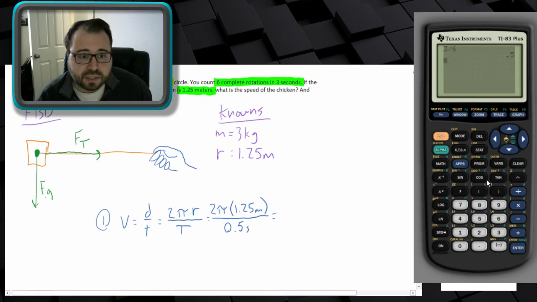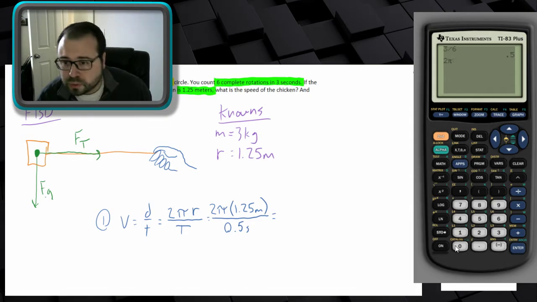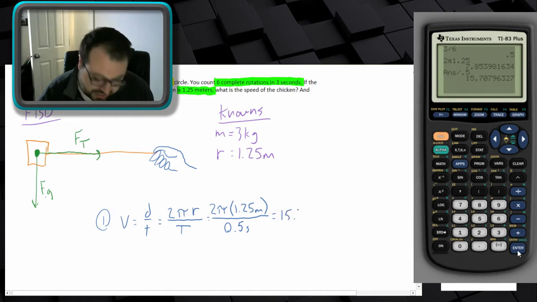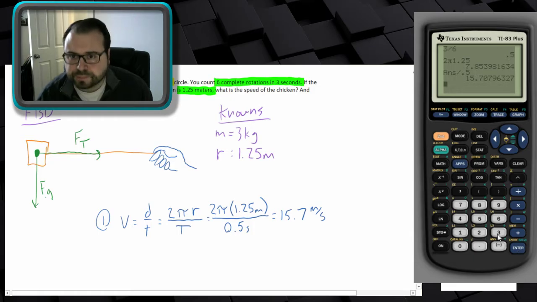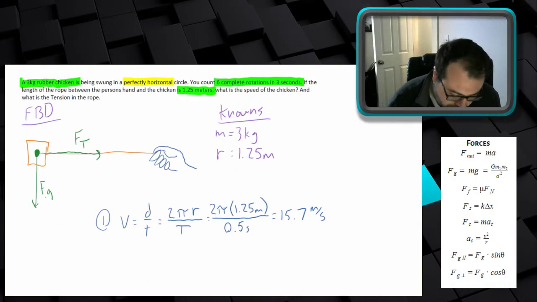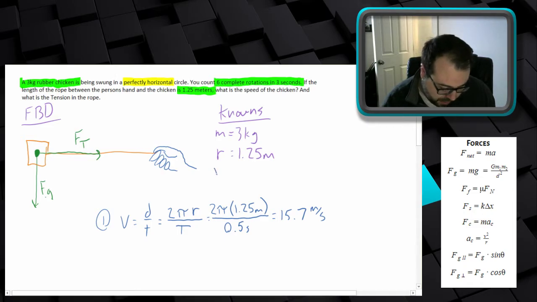So now we've got to actually figure this thing out. We'll go 2 times pi, so second pi, which is the caret button, times 1.25. I'm just going to plug it in there, 1.25, hit enter. We've got our number divided by 0.5. So this thing is traveling at 15.7, and I'm just going to go to 3 digits, which is where we always like to round. It's always going to work out. 15.7 meters per second.